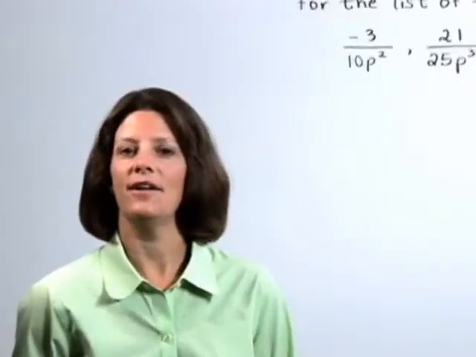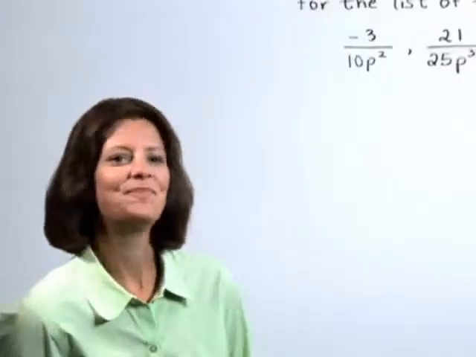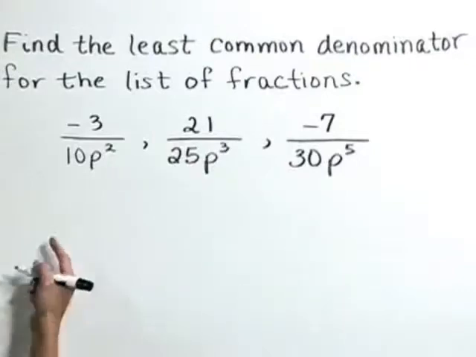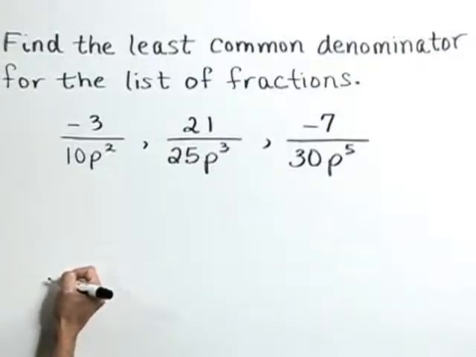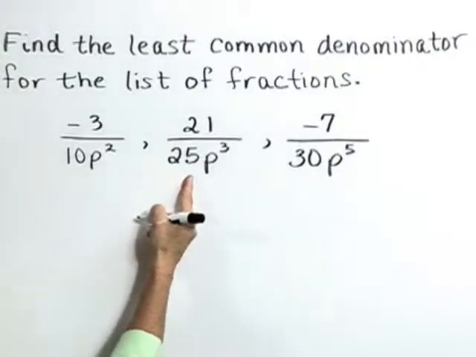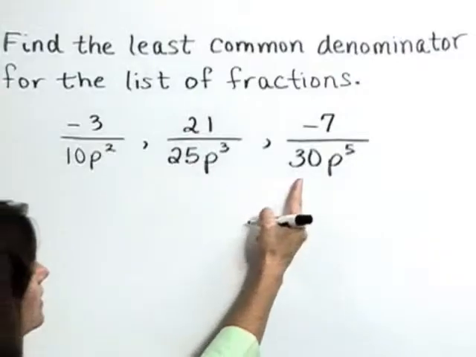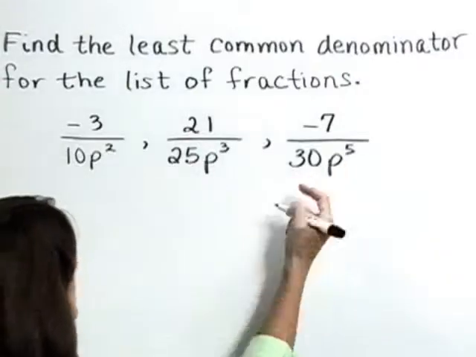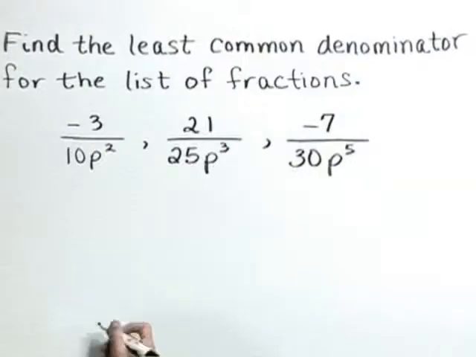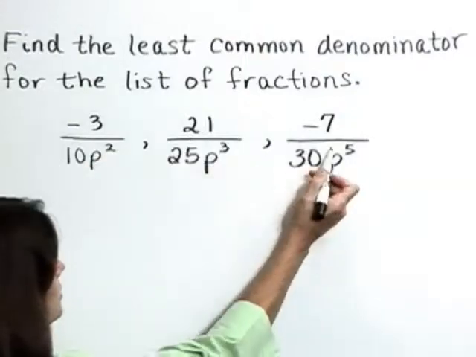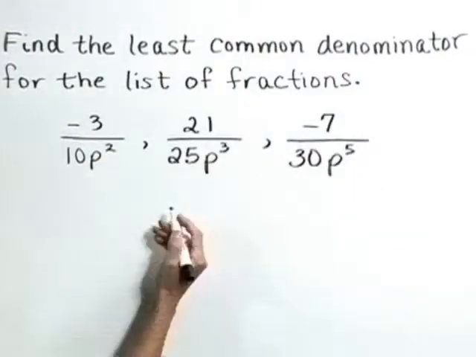Find the least common denominator for the list of fractions. Here we have the fractions negative 3 over 10p squared, 21 over 25p to the third, and negative 7 over 30p to the fifth. So let's focus in on these denominators. We're looking for a least common denominator.